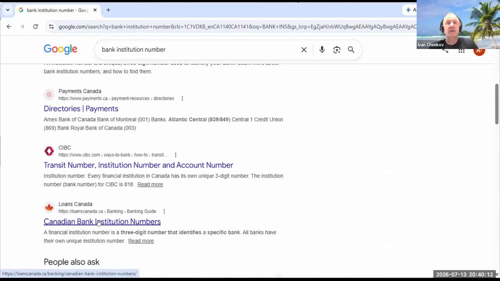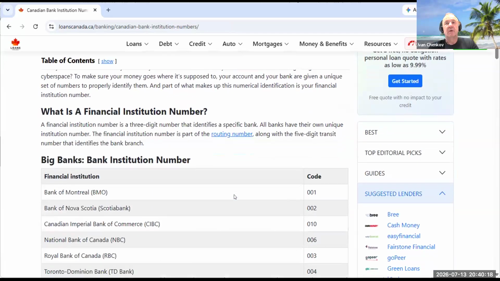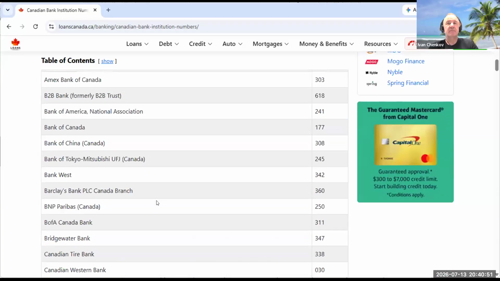I'm trying to find the Canadian bank institution numbers. If we use this one, for example, here you're going to see the big banks' institution numbers. Bank of Montreal, code is 001. Nova Scotia, 002. Royal Bank, 003. Toronto Dominion or TD Bank, 004. National Bank of Canada, NBC, 006. CIBC, Canadian Imperial Bank of Commerce, 010. And you have some other institution numbers.